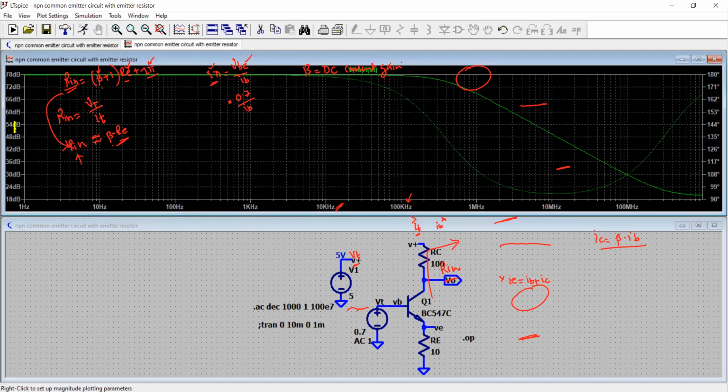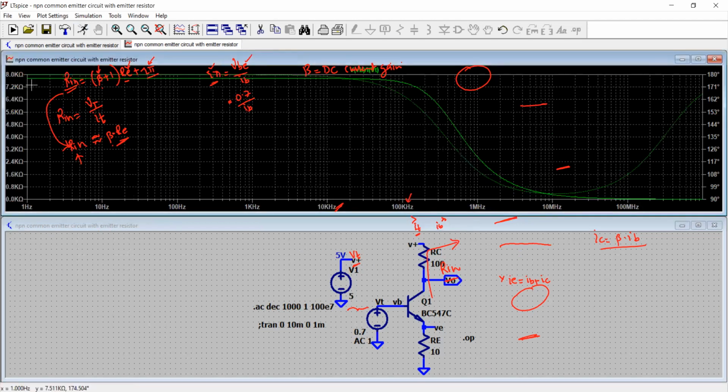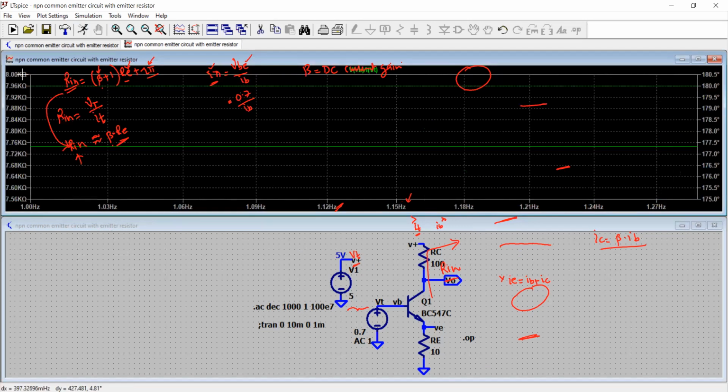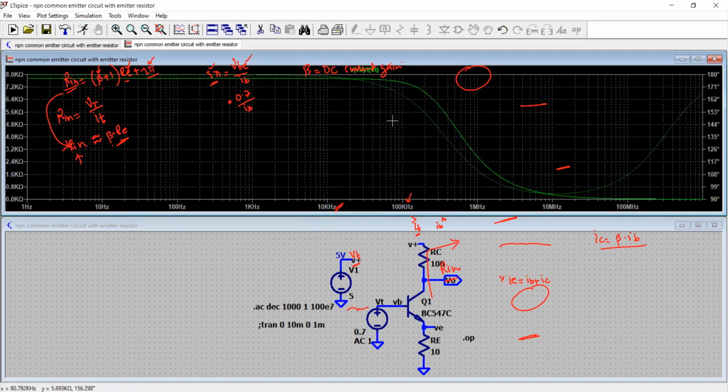So let us right click here. If I do it the linear way, look, theoretically we calculated the Rin to be beta, which was about 458, multiplied by Re 10, so about 4,800 ohms, and practically it is about 7.76K, and this value is constant up to a frequency of about 200 kilohertz, and thereafter it drops and drops and drops. And here is how the phase looks also on the right axis.